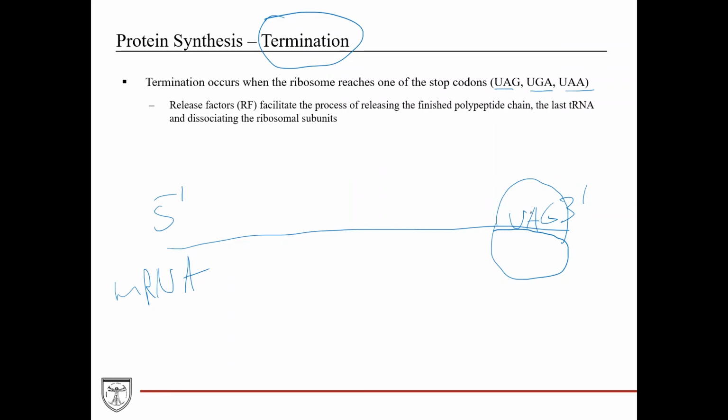So once it reaches this stop codon, there are what are called release factors that come in. These are analogous to the elongation factors during elongation and the initiation factors during initiation. They come in and bind the translation complex, and they help release the finished polypeptide, because remember there's a polypeptide chain that's been formed. It helps release that from the ribosome. It allows that last tRNA to come out.